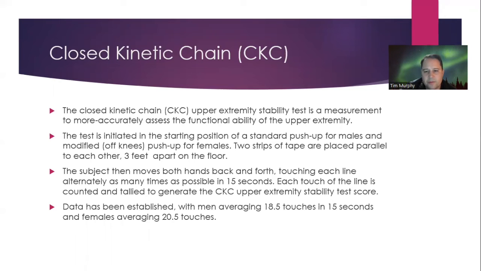Two strips of tape are placed parallel to each other, 3 feet apart on the floor. The subject then moves both hands back and forth, touching each line, alternating as many times as possible in 15 seconds. Each touch of the line is counted and tallied to generate the CKC upper extremity stability test score. Data has been established with men averaging 18.5 touches in 15 seconds and females averaging 20.5.